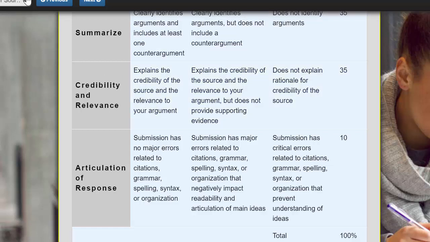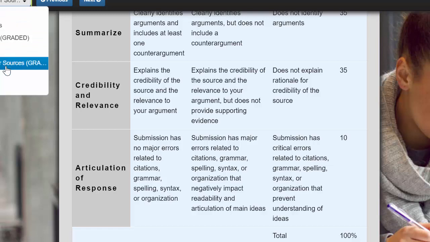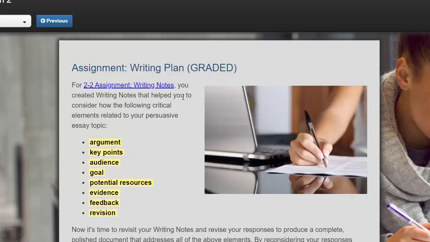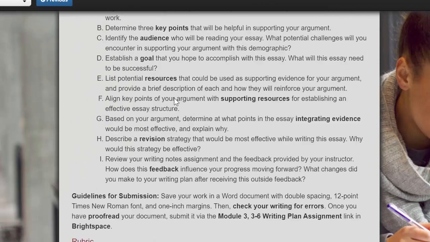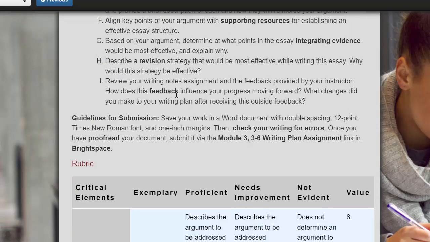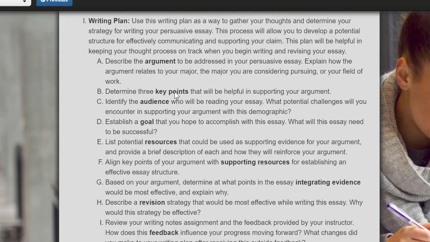I do want to take one quick moment and also look at the writing plan, which you'll note is basically the same questions we revisited in the writing notes. The writing plan asks that you describe the argument and how it relates to your major. 3 key points: who your audience is, what you hope to accomplish. Your sources, the resources: pull them from that annotated bibliography, and align them directly to your key points. Where would you put the sources, the integration of evidence?